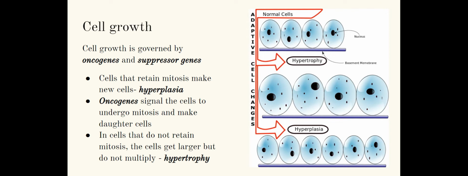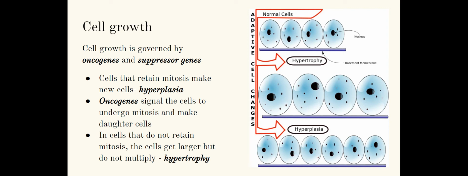Cells that can go through mitosis, so your skin cells, liver cells, the cells of your intestinal lining, those kinds of cells undergo mitosis and they make more cells. And that process is called hyperplasia. They grow more cells. Okay. Plasm or plastic, those are sort of the root words that tell you that something is being manufactured. Oncogenes are going to signal those kinds of cells to undergo mitosis and make new daughter cells.